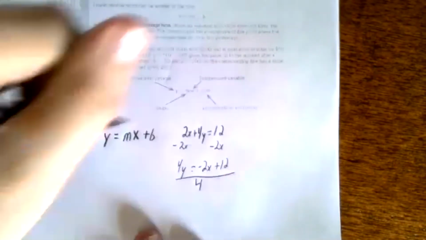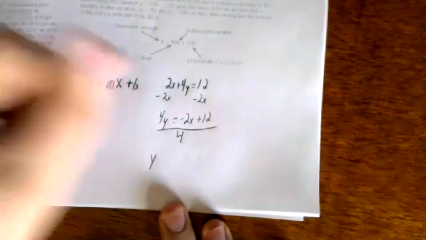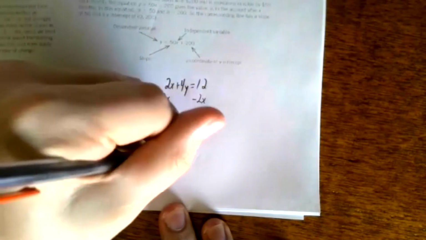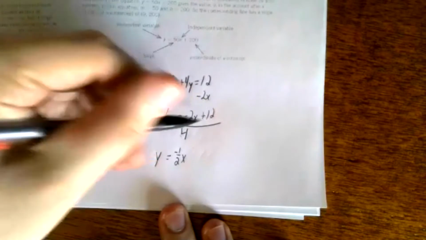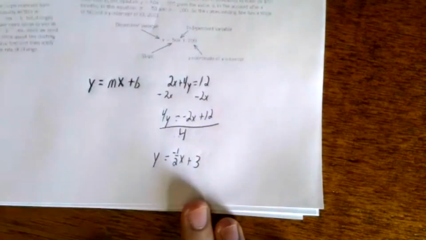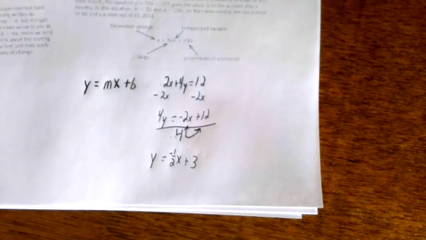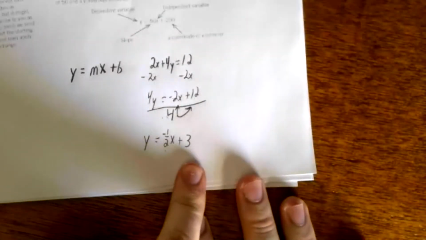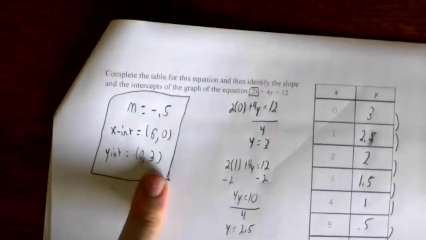The only thing I need to do is just divide by 4 on both sides, because then I'll just get y by itself on the left. And on the right, I'll get negative 2x divided by 4, which is a negative 1/2 x. And 12 divided by 4 is 3. Right? Because we have to divide both things by 4. Okay. And what I notice is that I have a slope of a negative 1/2, which is exactly what we found up here. And I have a y-intercept of 3, which is exactly what we found up here as well, right?